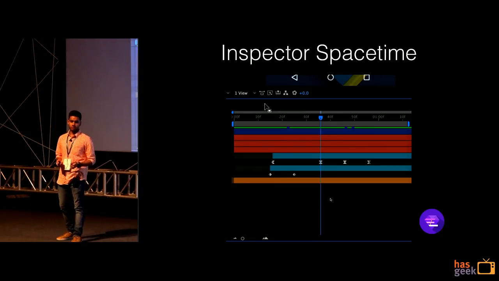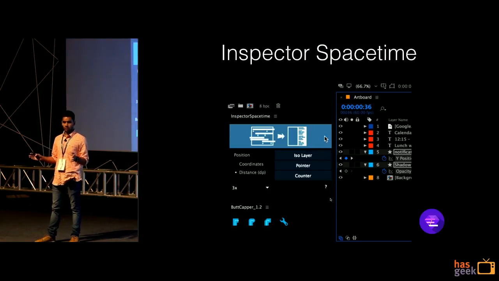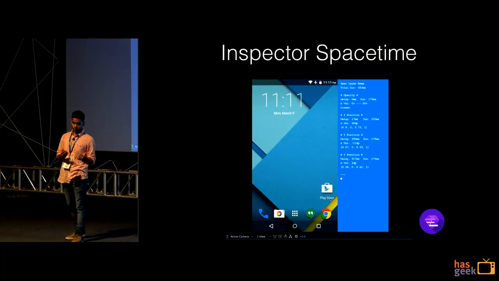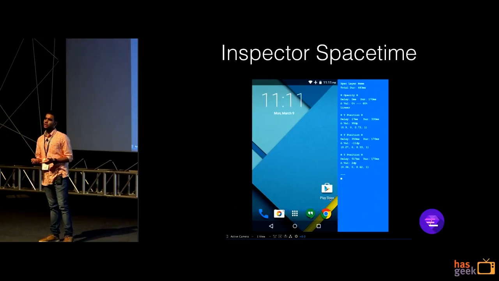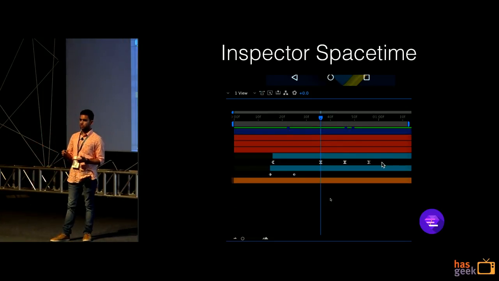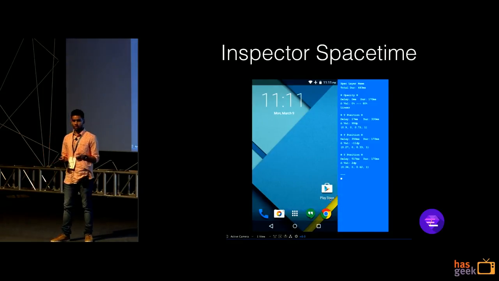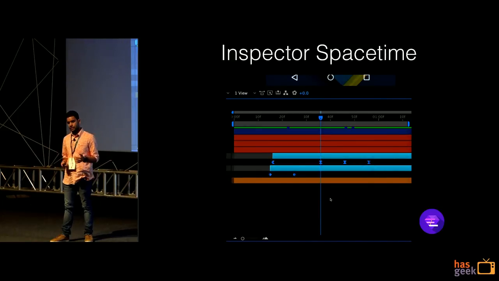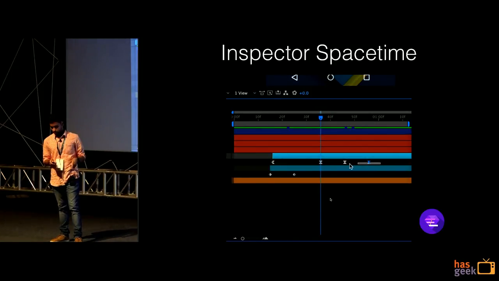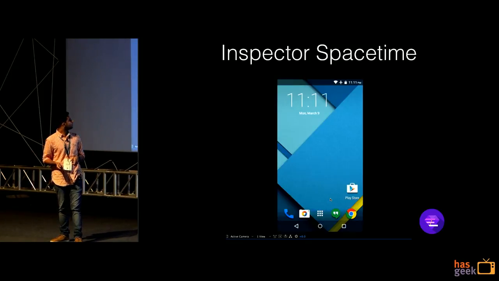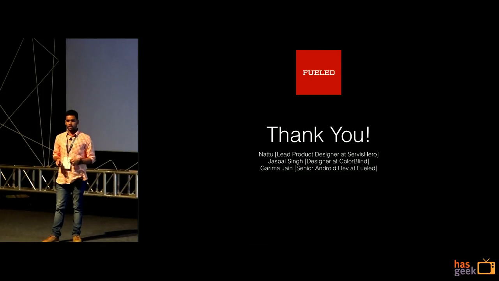Then there's another plugin called Inspector Spacetime, in which we can select a particular keyframe collection. This is for when we want to make reference videos for animations that we have to show to the developers. What it does is take all the keyframes and show you alpha, position and opacity.